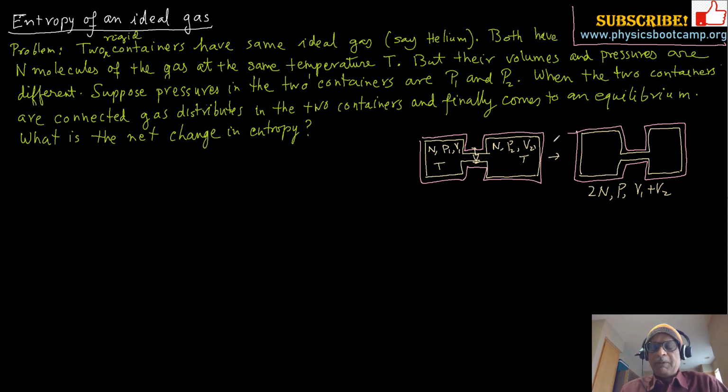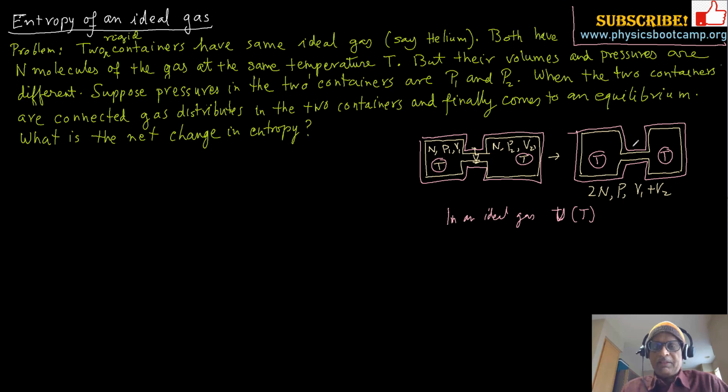One thing to notice is there is no energy flow in or out, and since it is an ideal gas, in an ideal gas, energy is only a function of temperature. So the energy here is the same as energy there. So we can say these were originally at the same temperature, so this will also be at the same temperature. This whole thing will be the same temperature.